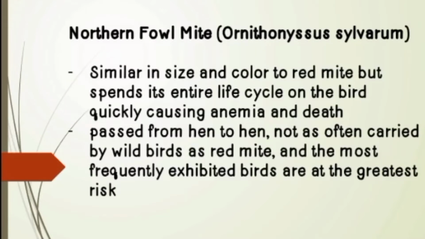Next is the northern fowl mite or Ornithonyssus sylviarum. Similar in size and color to red mite, but it spends its entire life cycle on the bird, quickly causing anemia and death. Passed from hen to hen, not as often carried by wild birds as red mite, and the most frequently exhibited birds are at the greatest risk. Parehas sila ng red mite, pero itong northern fowl mite ay mas matagal na nananalagi doon sa manok. Kaya, mas mabilis itong magkaroon ng anemia at mamatay.